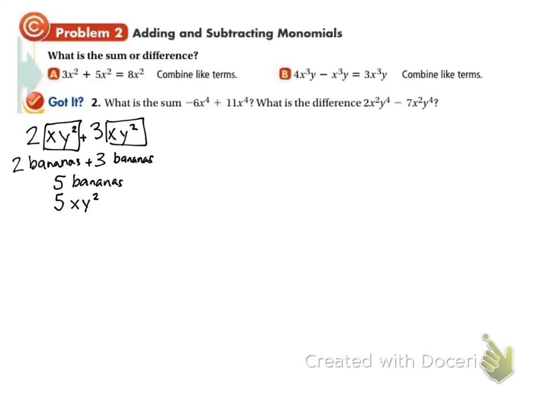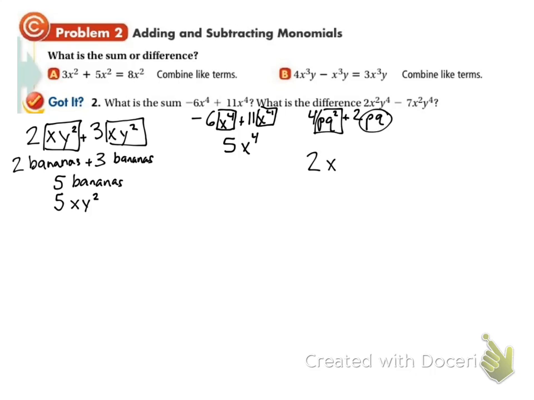Okay, so let's try ones that they have. They have negative 6x to the fourth plus 11x to the fourth. Well, these are the same, so we can add them. Negative 6 plus 11, it's a positive 5, so that's 5x to the fourth. Let's say they're not the same. 4pq squared plus 2pq. This one is different from this one. You can't add it. You would just leave it exactly like that. You can't combine them.